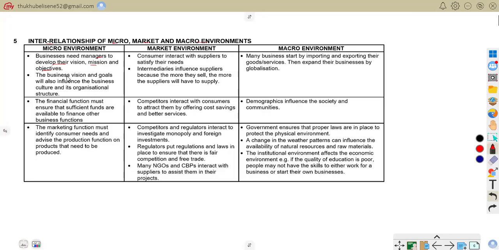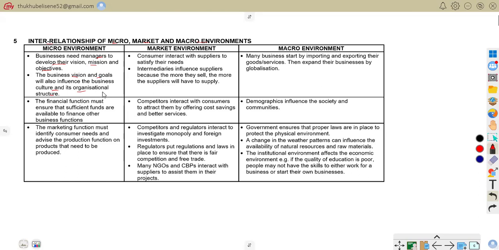Then the business vision and goals will also influence the business culture and its organizational structure. So we're saying the business vision and goals will influence the business structure, that is how the business is organized. It depends on what it plans to achieve. For example, a business wanting fast delivery creates a logistics department.